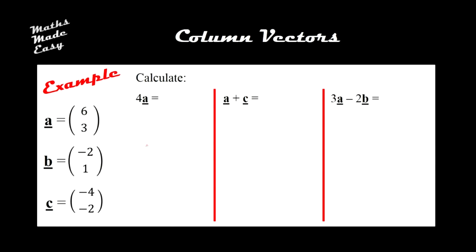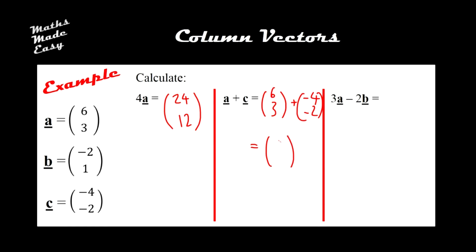Let's have a look at how we do this in some examples then. So 4a, we did that earlier, so you just multiply everything in vector A by 4. So here's vector A, so 6 times 4 is 24, and 3 times 4 is 12. What about A plus C then? So I need to take vector A and vector C and add them together. Vector A is 6, 3, vector C is -4, -2. So I add together the top numbers here. 6 add -4, that's the same as 6 take 4, so that gives me 2 for my top number. And then 3 add -2, that's the same as 3 take away 2, which is 1. So A add C would be 2, 1.